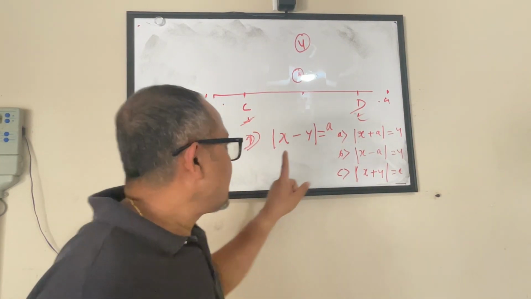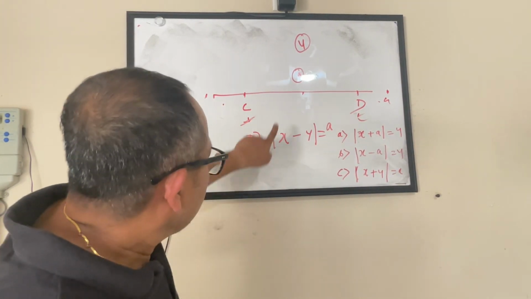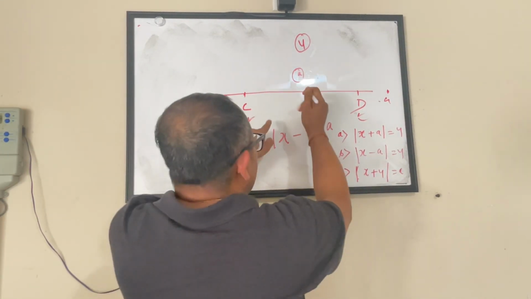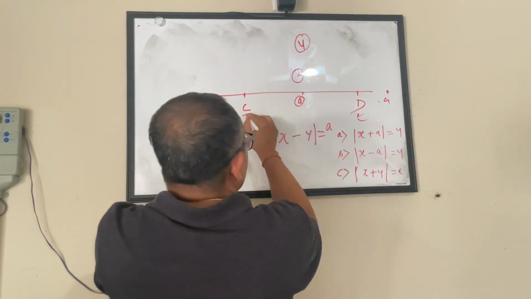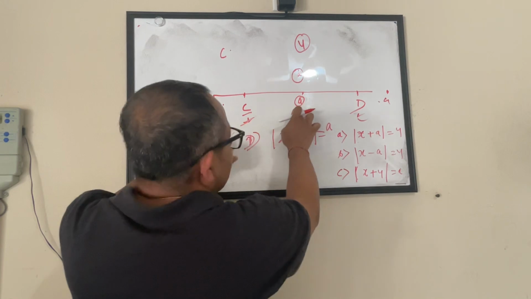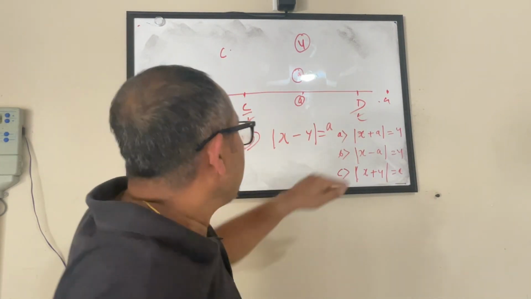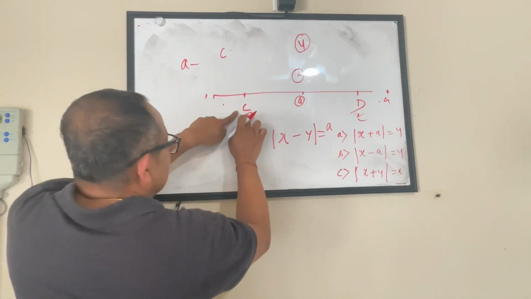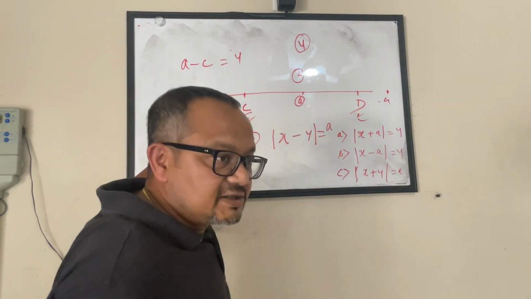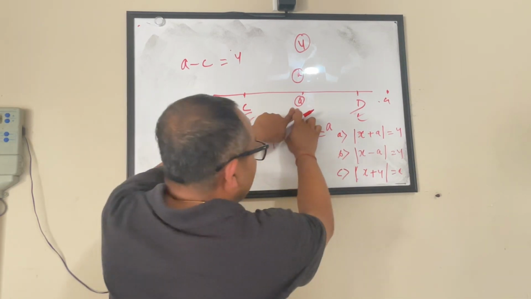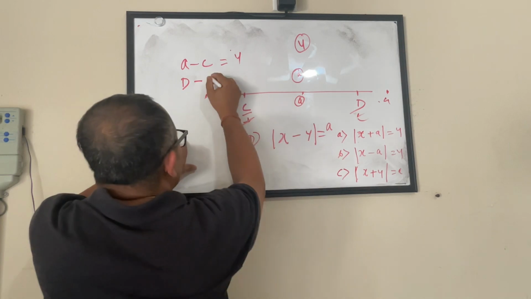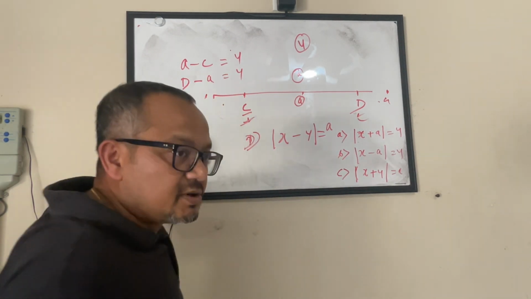Now, A is also a point on the number line which is equidistant, meaning if A is here, let's say A is in the middle, let's assume that. A minus C will be equal to 4. That's what it says. And if this A is in the middle, B minus A is also equal to 4.